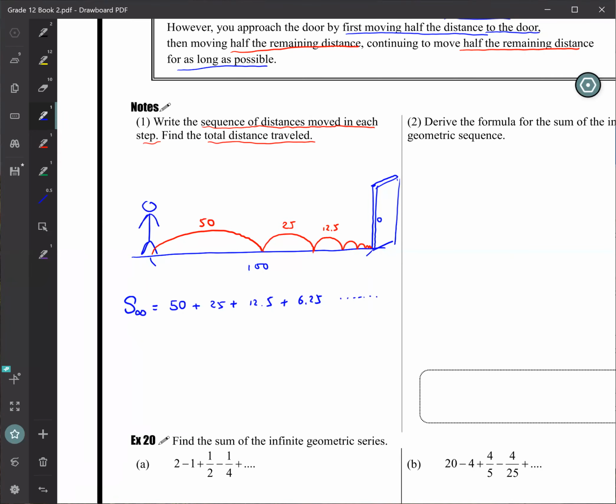Okay? So what do you think the total should add up to then? If I keep on adding all the red numbers, right? 50, 25, 12.5, and so on. If I keep on adding bigger and bigger, more and more numbers, what do you think it will be equal to? Anybody?